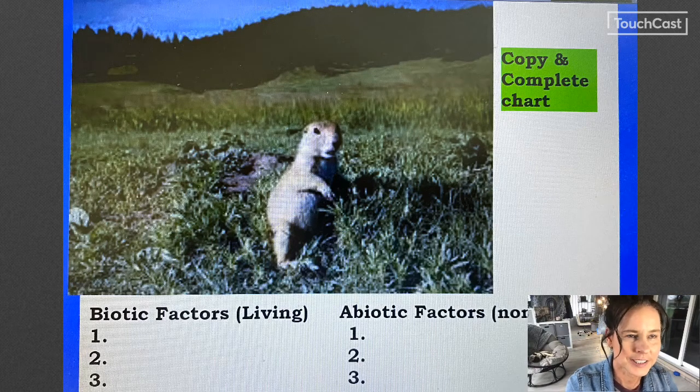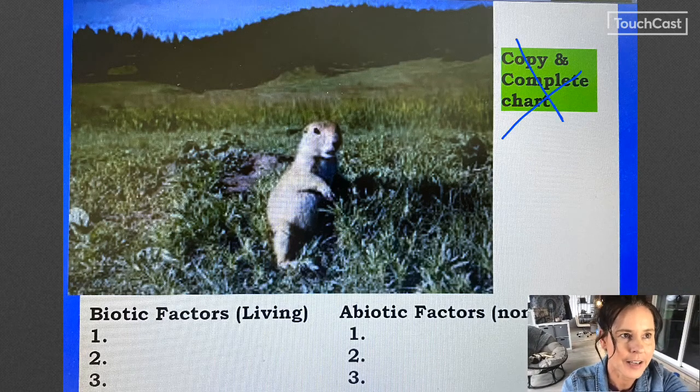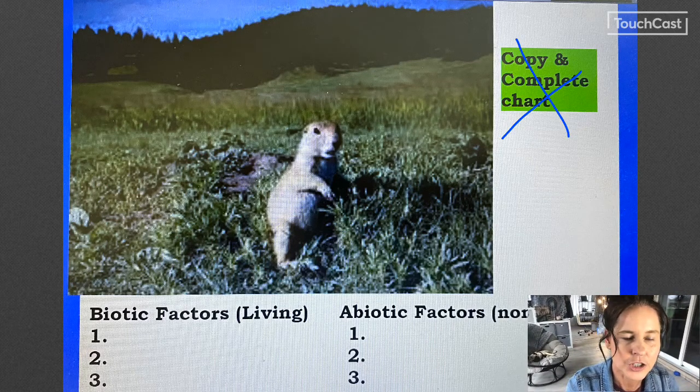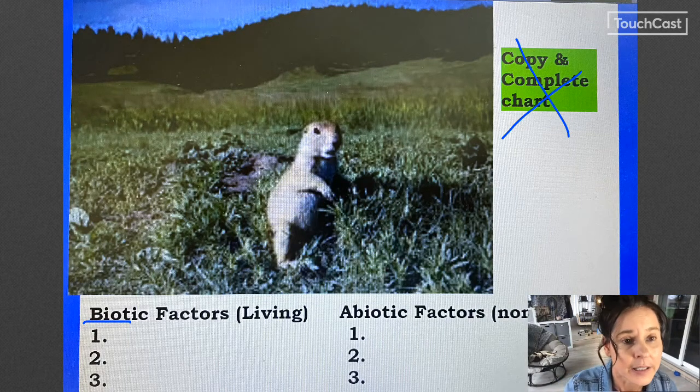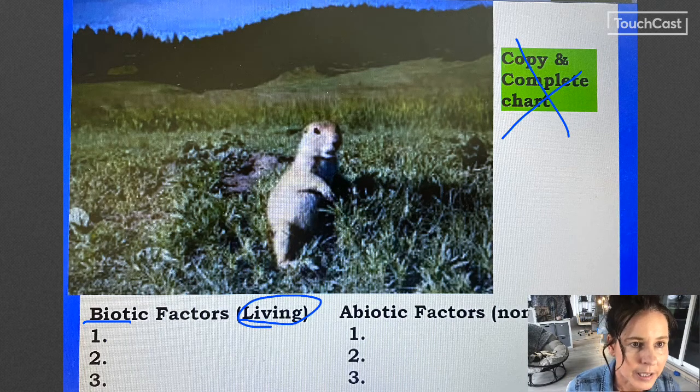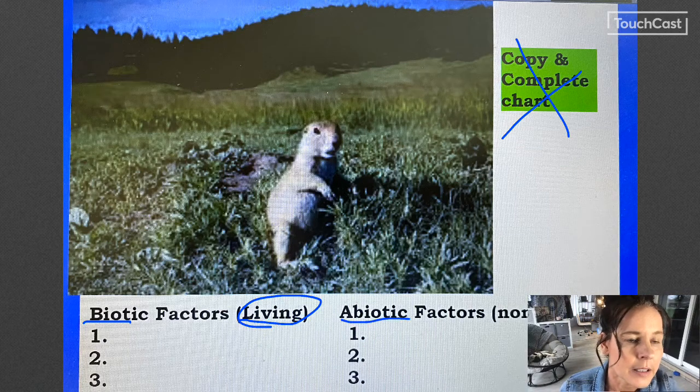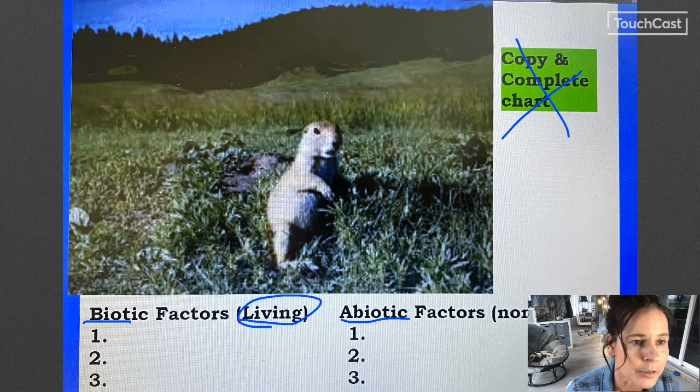Okay, so as you can see at the top here, you do not have to copy this chart or write anything down. I just want to go over the difference between biotic factors and abiotic factors with you. Bio means life, and so if it's a biotic factor, it is living. Abiotic, in English, a prefix a means without, so without bio, without life. So it'd be your non-living factors in an environment.